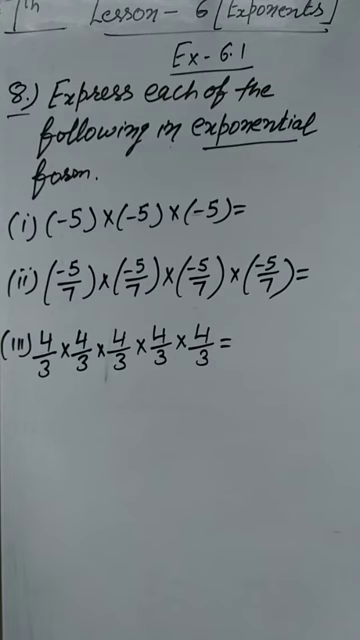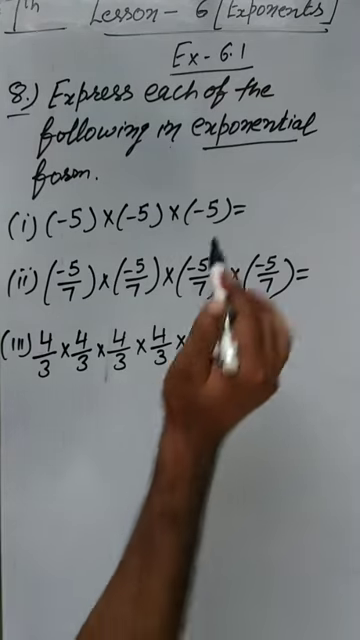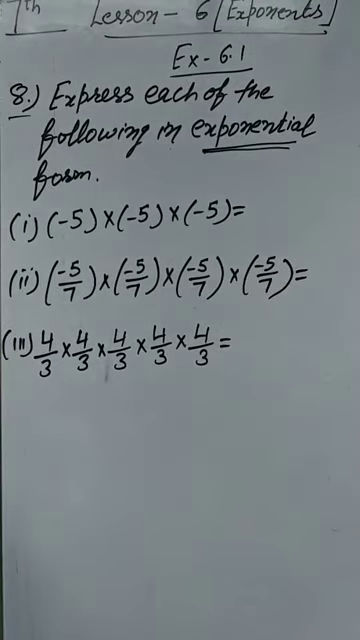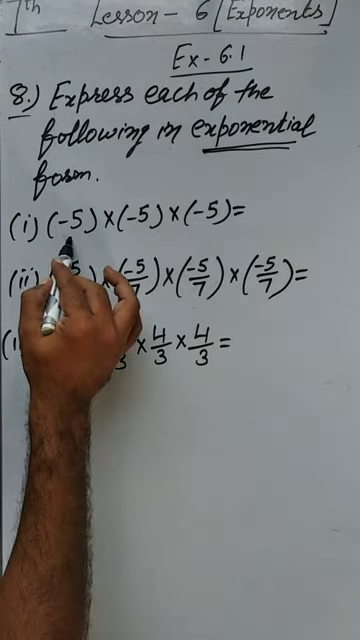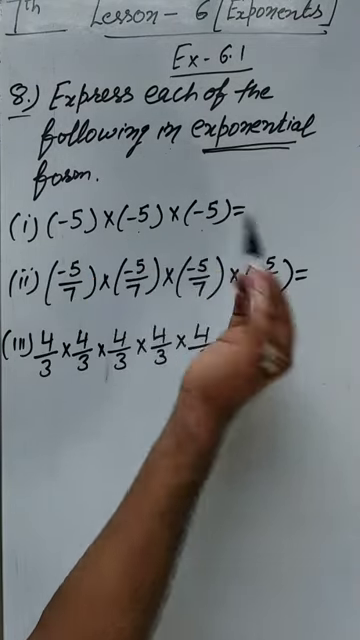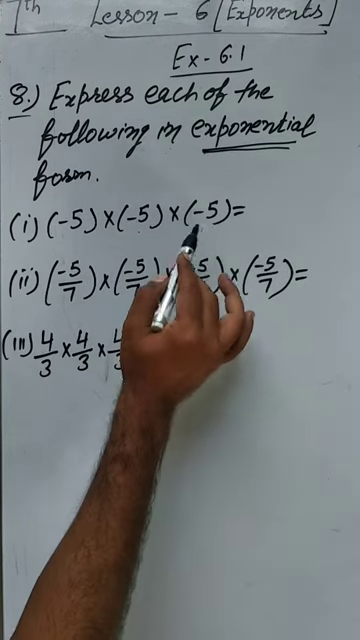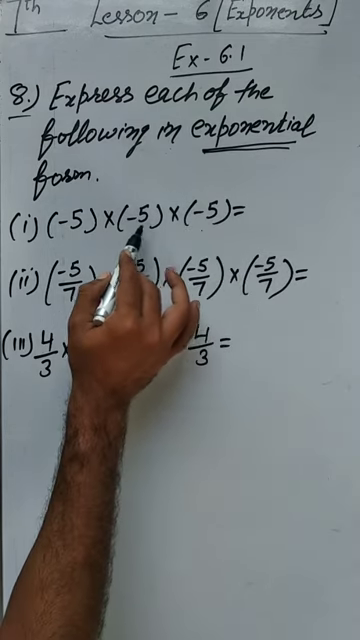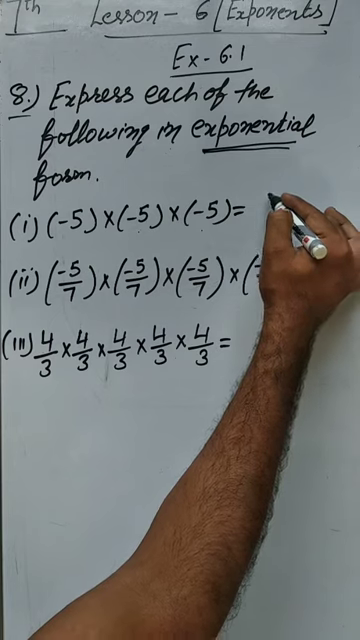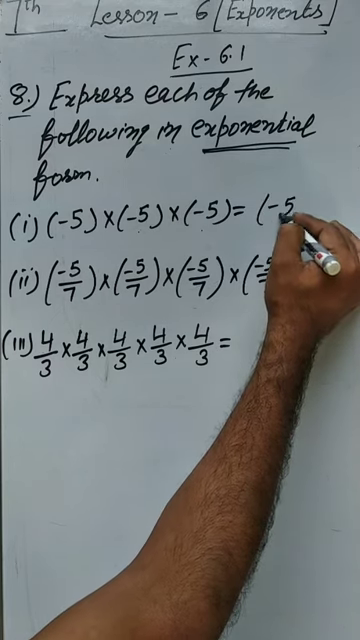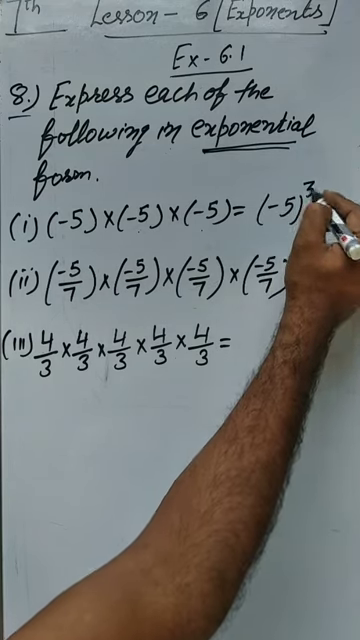Very easy, you have to write in exponential form. Exponential form beta means in the form of power. Okay, now look here, minus 5 multiply minus 5 multiply minus 5. How many times 5 is multiplying here? 1, 2, 3. So in the form of power we can write it as minus 5 raised to power 3.